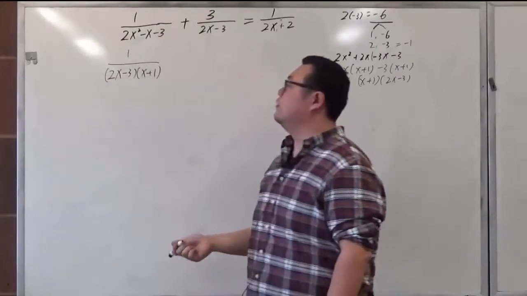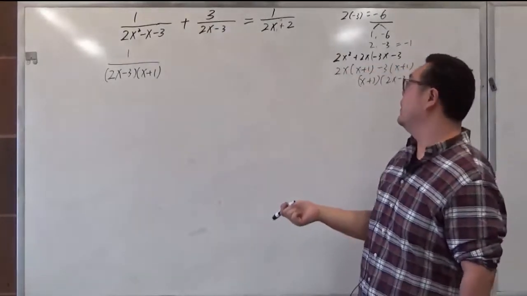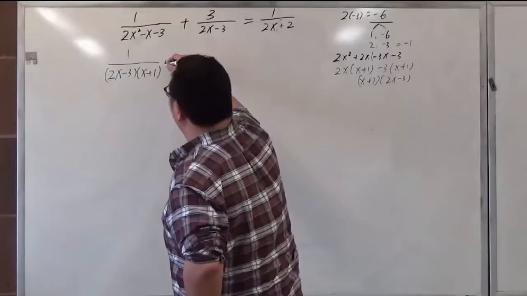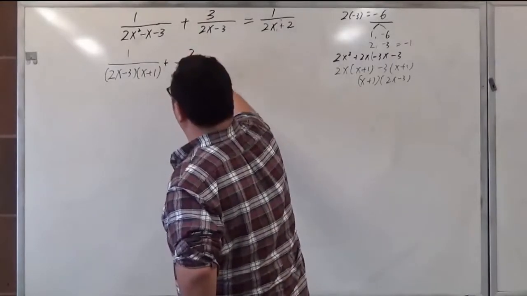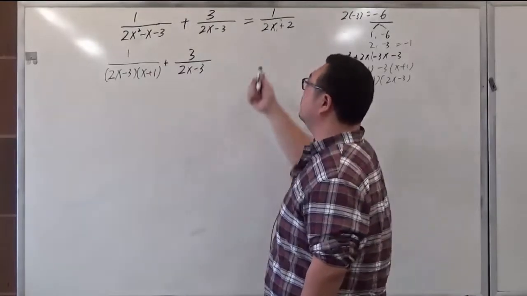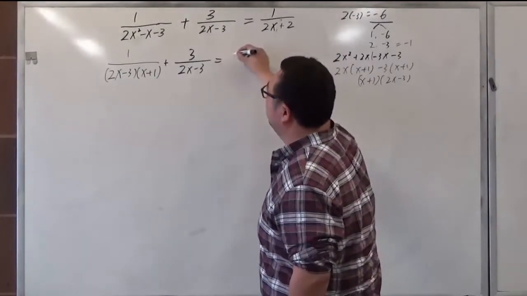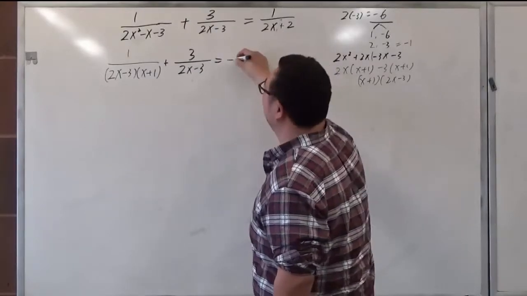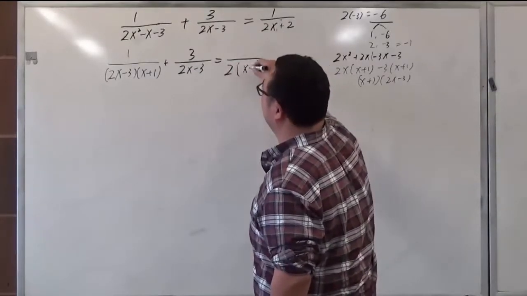So this first term becomes 1 over 2x minus 3 times x plus 1. The second term has 2x minus 3 on the bottom, and we have nothing else to do there. For the third term, we have 2 times x plus 2, and I can factor out the 2 to make it 2 times x plus 1.